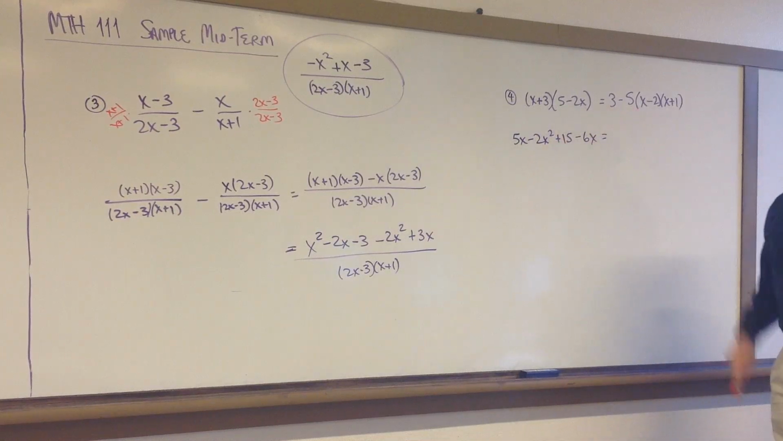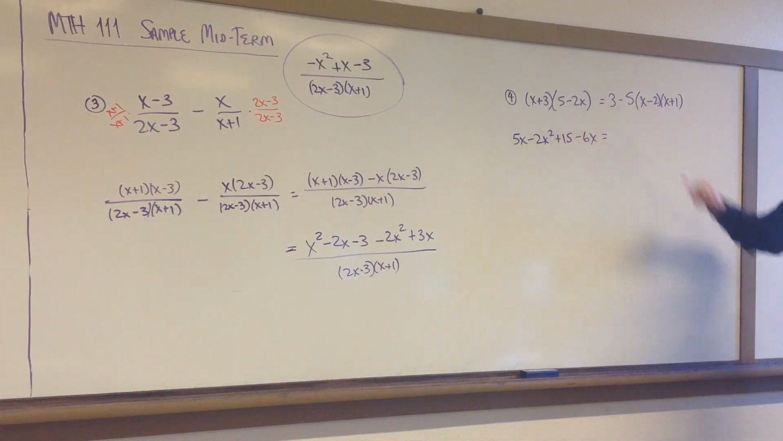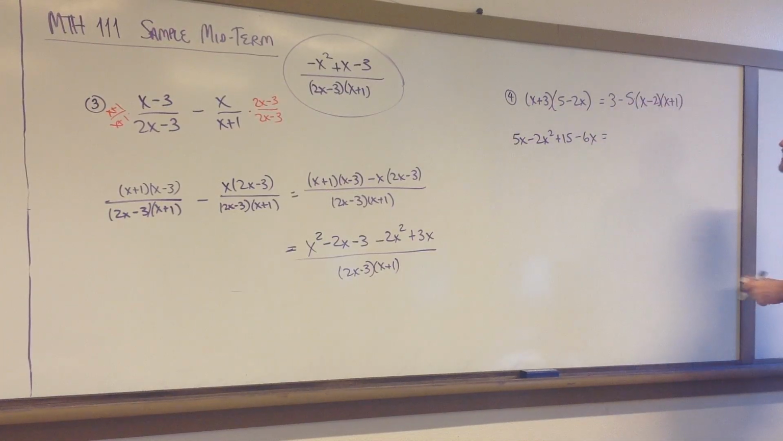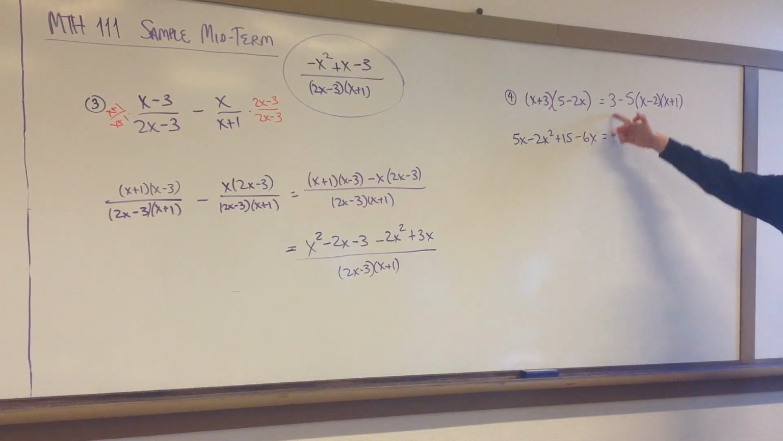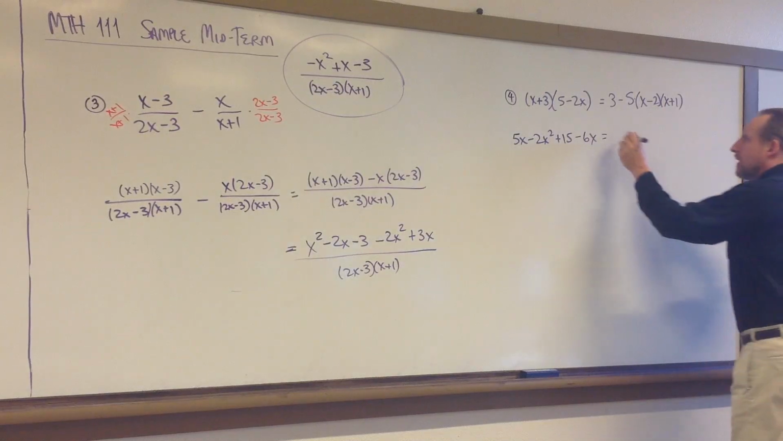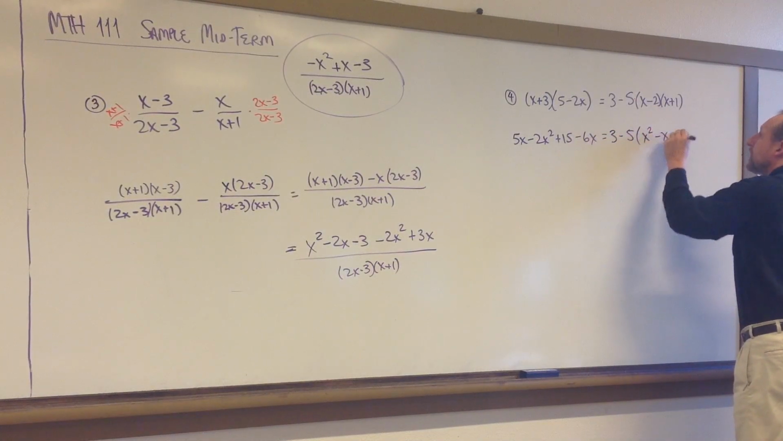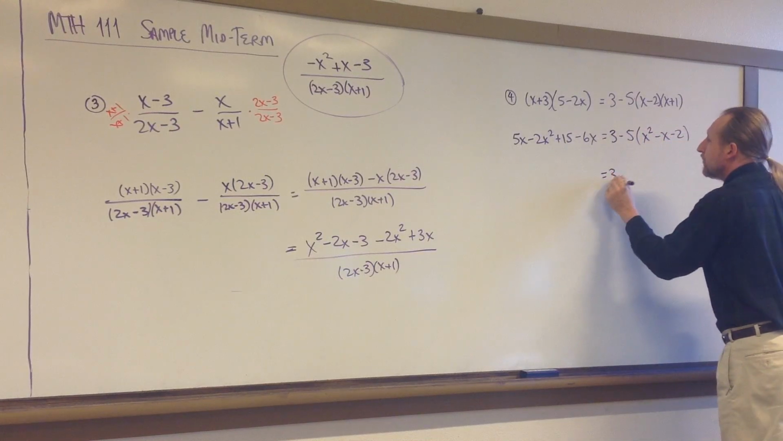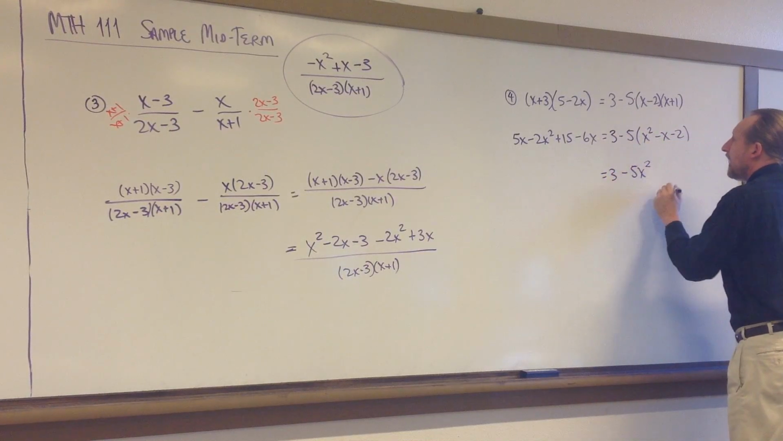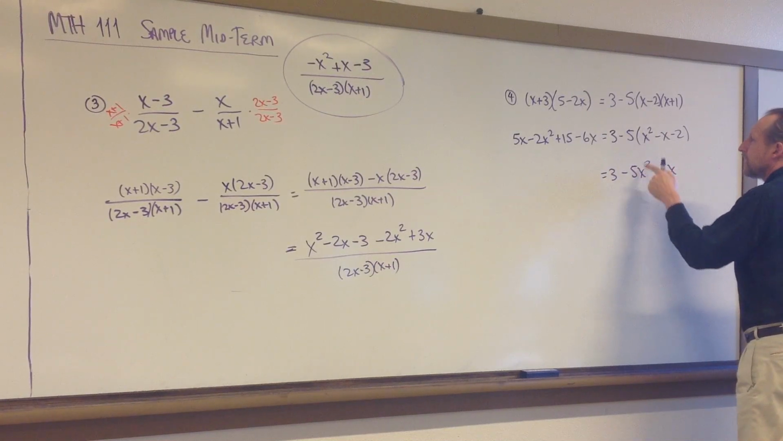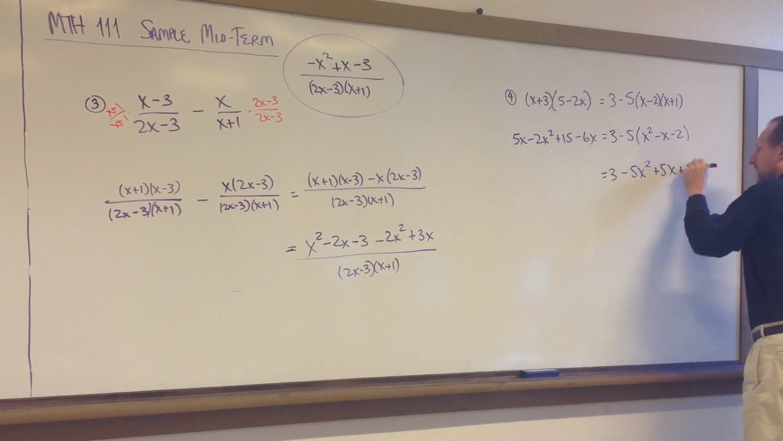Over here, don't fall into this trap. You don't want to do 3 minus 5. That's not how this works, okay? All of this multiplication has to happen before we do anything with this 3, okay? So I'll leave the 5 alone too, and this will be x squared minus x minus 2. And then it'll be minus 5x squared plus 5x plus 10.